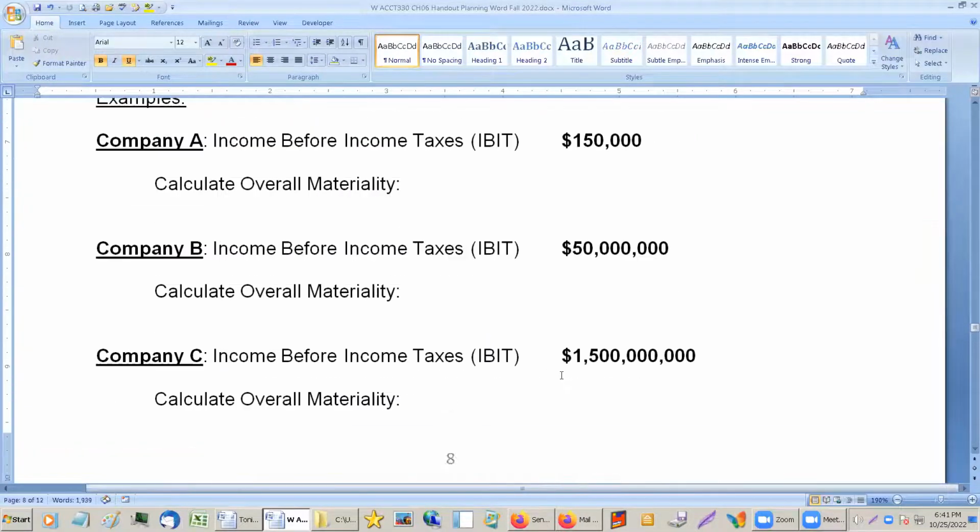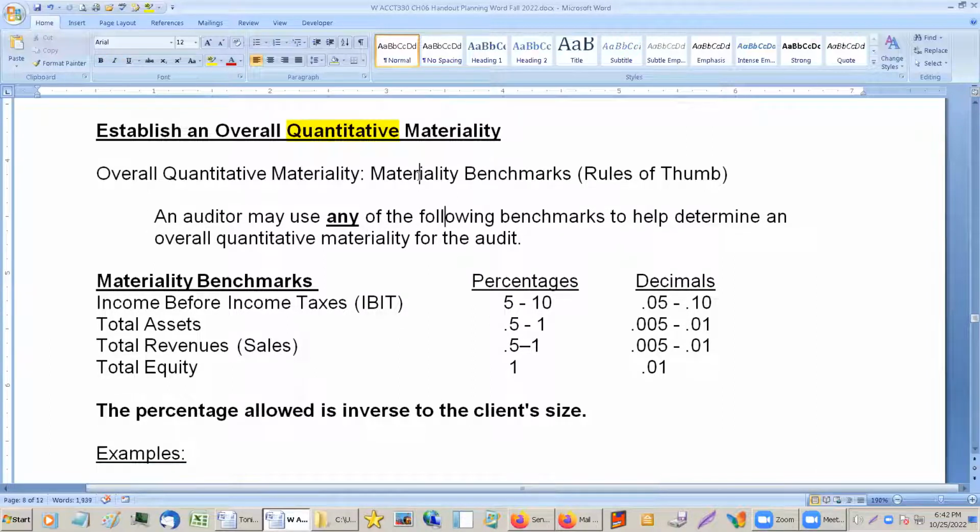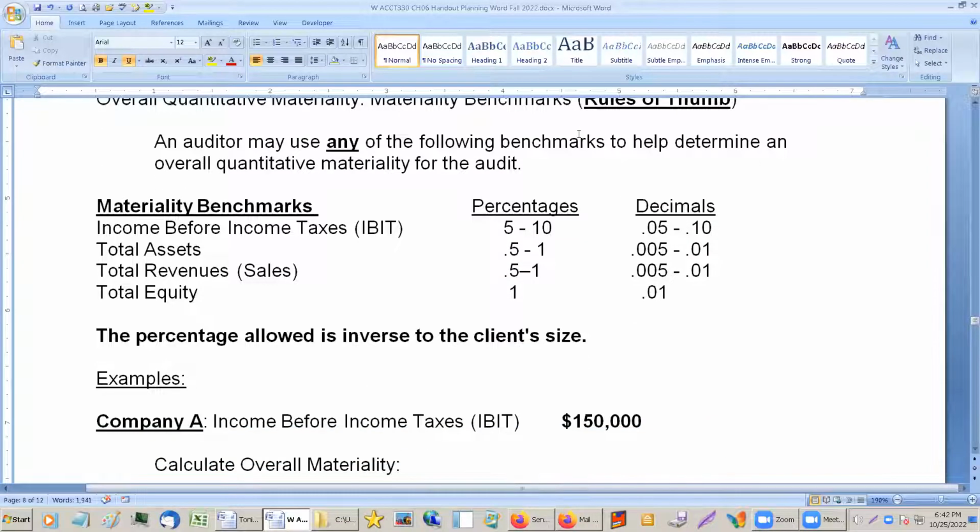Well, here are some of the materiality benchmarks, rules of thumb that we will use for quantitative. So this is for dollar amounts. So you say, well, what is material? How much is material for this? Okay, so here are different ways of doing it. There's a whole bunch of ways of doing this, and you can use a combination of them to get a range too.